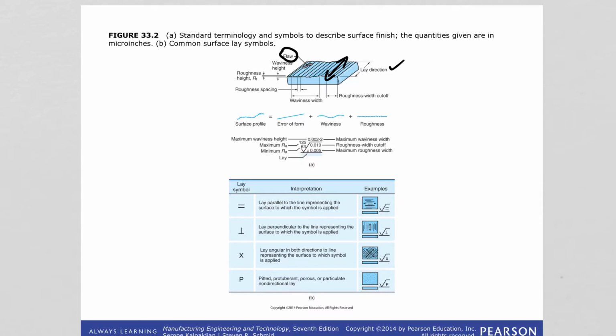And then there is the roughness. Roughness is this, you can see, right? That is the roughness. And you see the roughness spacing, right? This is the roughness spacing shown here. And there is the roughness height.